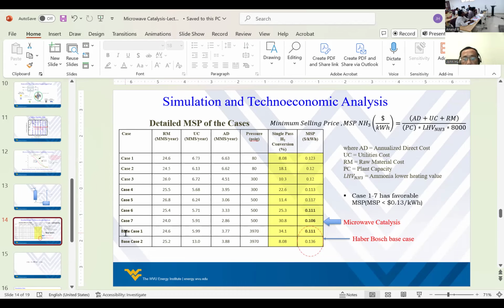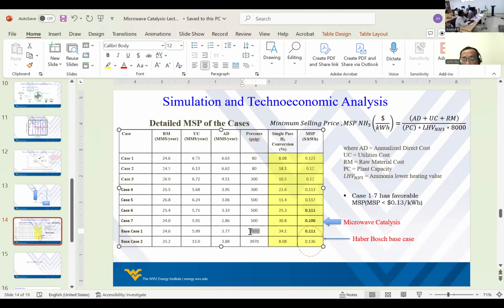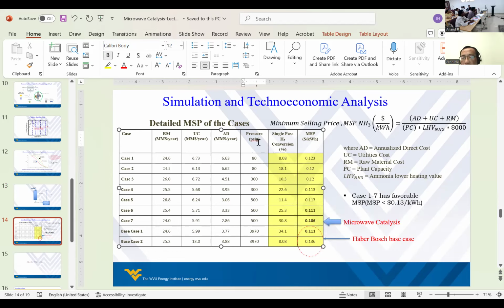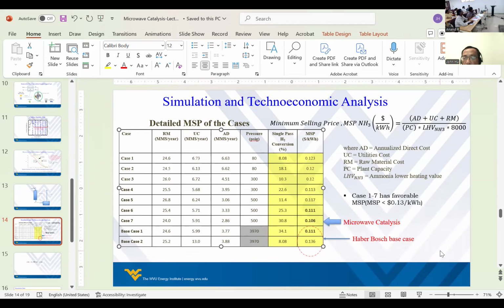So we compare with the base case. Base case is Haber-Bosch. Base case is high pressure. In the US we use psig, so one bar equals roughly 15 psi. Regardless, if you look at my cursor, this pressure is Haber-Bosch pressure, and then we have 7 cases using different separation technology, but they are low pressure separation. With low pressure separation, obviously, you save a lot of capital.